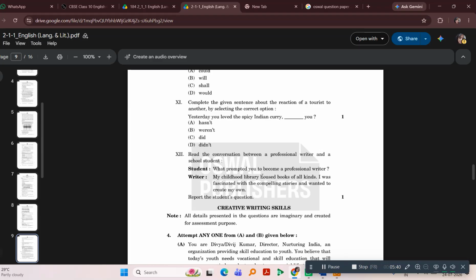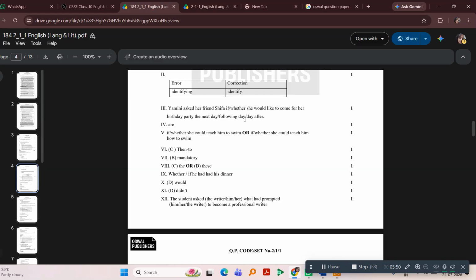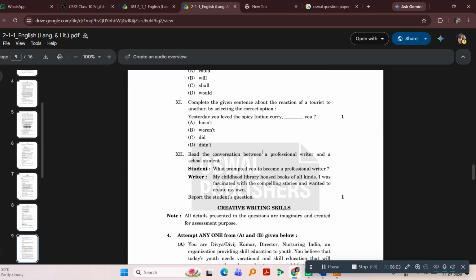You are supposed to report the student's question. So it will be like this. The student asked the writer what had prompted him to be a professional writer. Simple past will change into past perfect. The student asked the writer, or him or her, what had prompted him, her, or the writer to be a professional writer. I have discussed all the answers of the grammar questions.